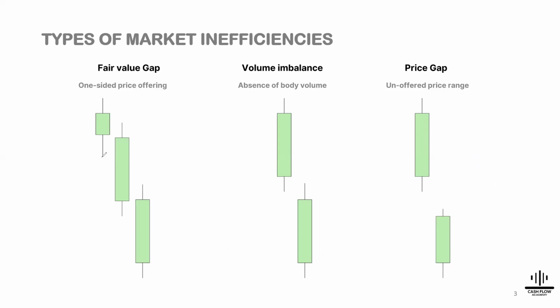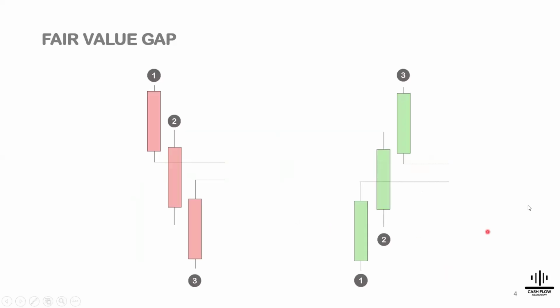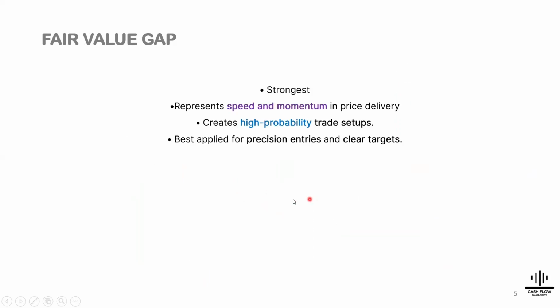PD stands for premium discount. So premium discount array, I also call them institutional levels. These are levels where we expect price to find support or resistance. So like I explained, the fair value gap is formed by three candles: candle 1, candle 2, and candle 3. The gap between candle 1 and 2 is a fair value gap.